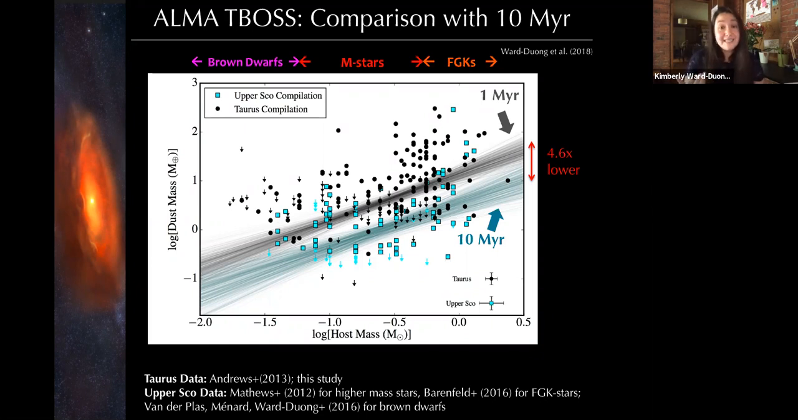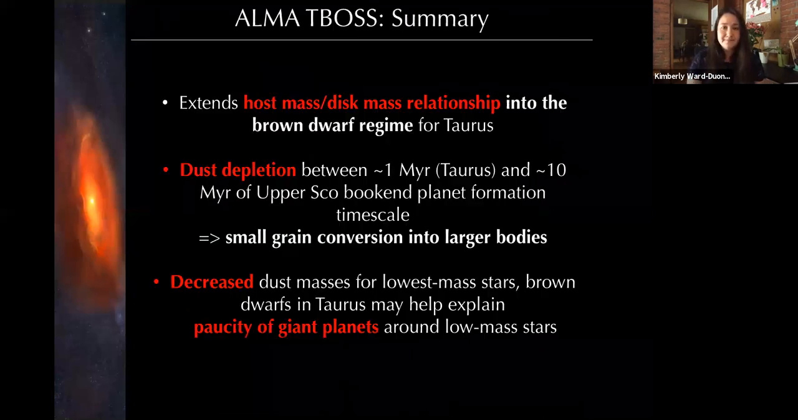So this is giving us a really interesting handle on how quickly dust evolves in these systems. And we can see that the dust is depleting, it's evolving, either forming into planets or being dispersed in some way over this 10 million year timescale, which gives us a window of time to potentially form planets.